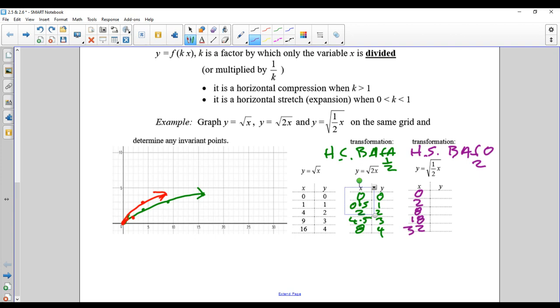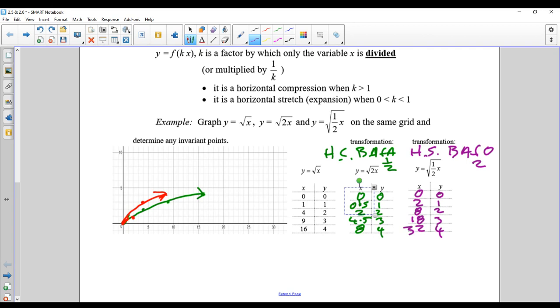How about my y's? What is going on with my y's, folks? What's happening with the y's? Yes, Abdullah. What's that? They stay the same. Exactly. So my y's are still 0, 1, 2, 3, 4. So I'm ready to draw my graph now.